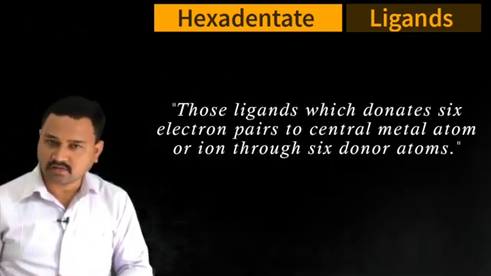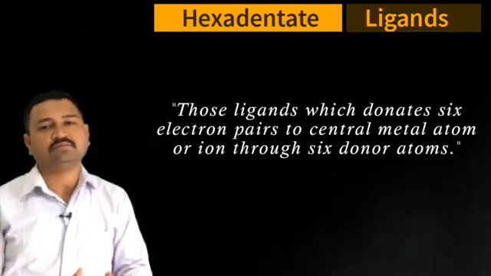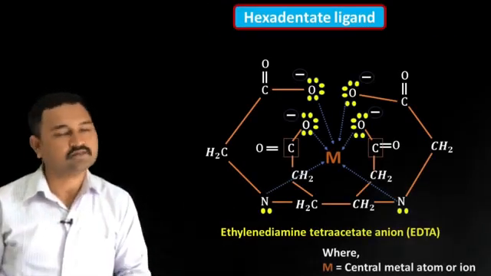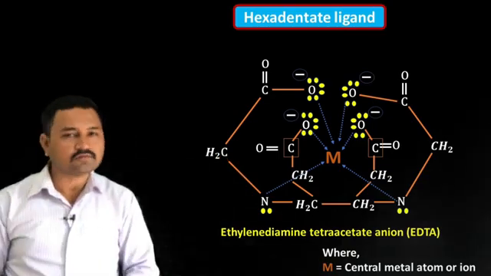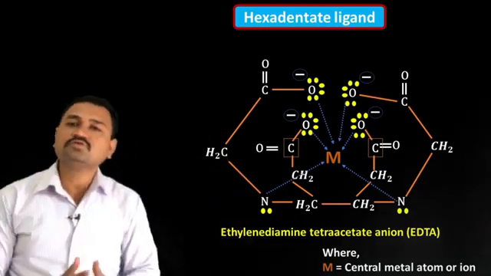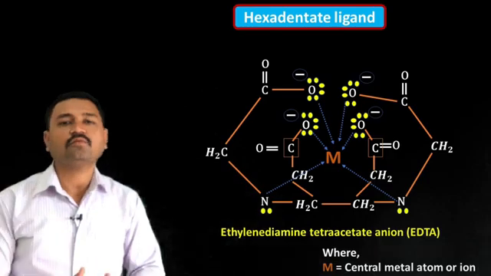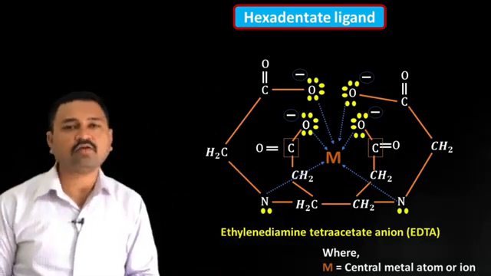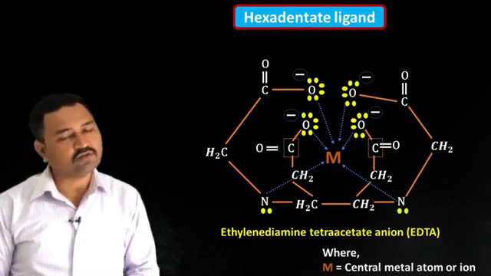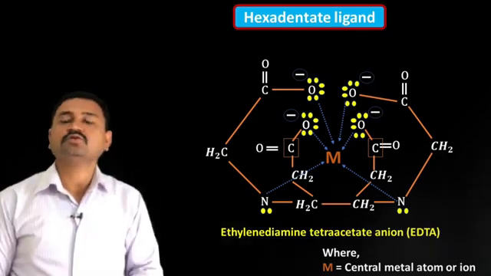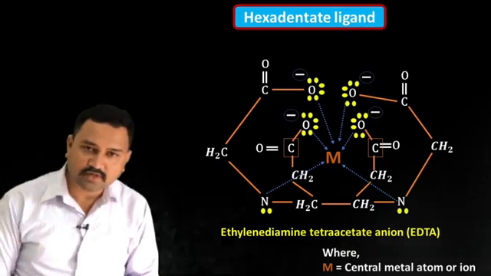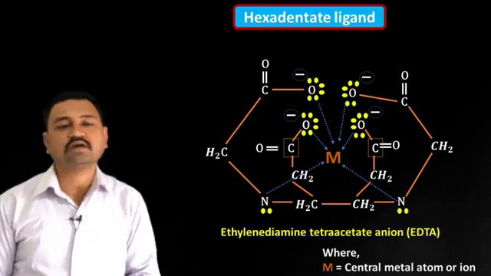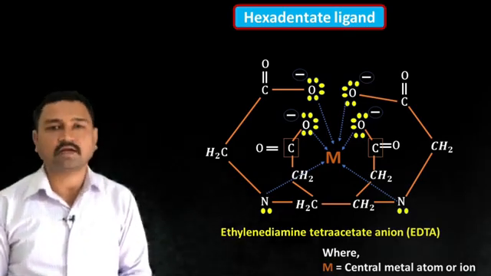Now these ligands are called hexadentate ligands, and the example is EDTA, that is ethylene diamine tetraacetate anion. Here you can observe in this structure there are 2 nitrogen atoms from the amine groups which can donate a lone pair of electrons to the central metal atom, along with the 4 oxygen atoms of the 4 acetate anions. So in total 6 lone pairs of electrons are donated through the 6 donor atoms to the central metal ion. Hence this is an example of a hexadentate ligand.